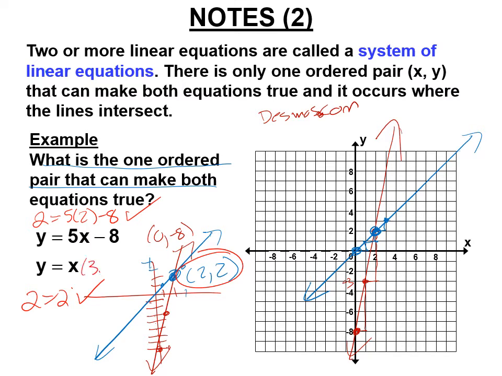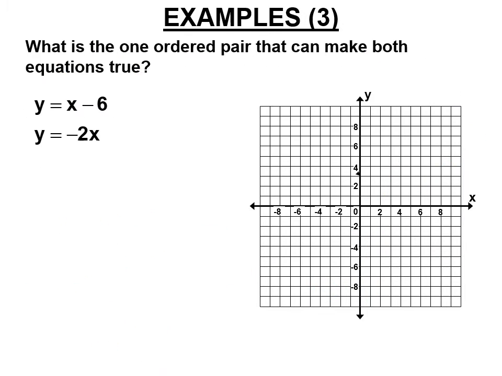Like 3, 3 works on the bottom one, but it's on the blue line, not on the red line, so it doesn't make the red one true. You're looking for the one ordered pair that works for both. And where does it occur? Where the two lines intersect, cross. All right, what is the one ordered pair that can make both of these true?